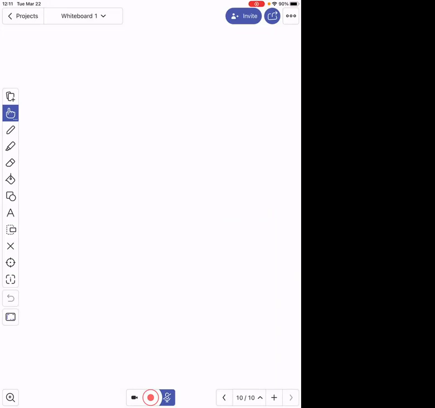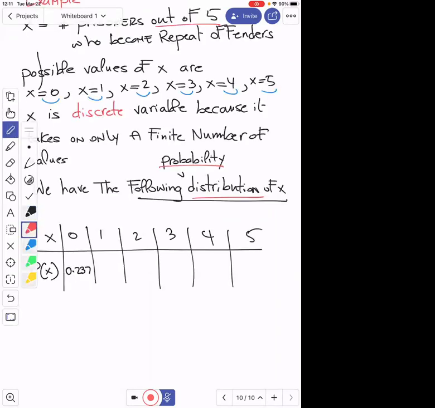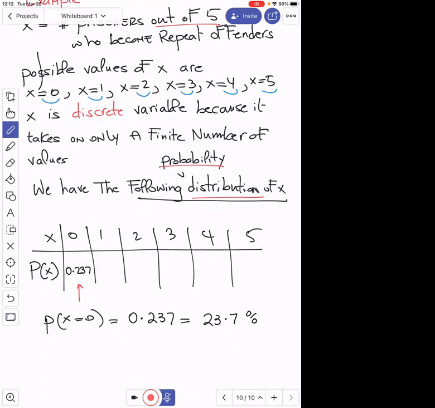All right, so for example, when I write this 0.237, it means that the probability that x is 0 is equal to 0.237. Converted into a percentage, multiply by 100, that's 23.7%. So what we are saying here is that the probability that 0 prisoners out of 5 become repeat offenders is 23.7%.